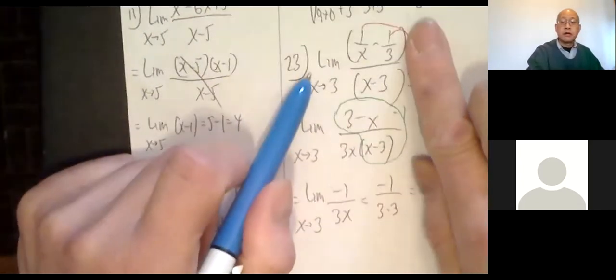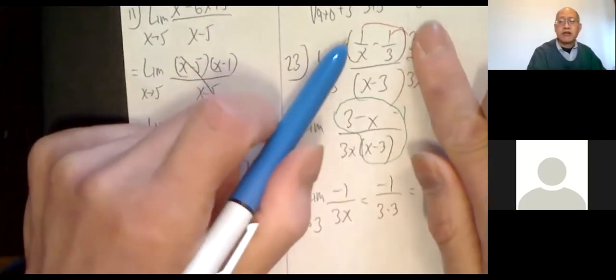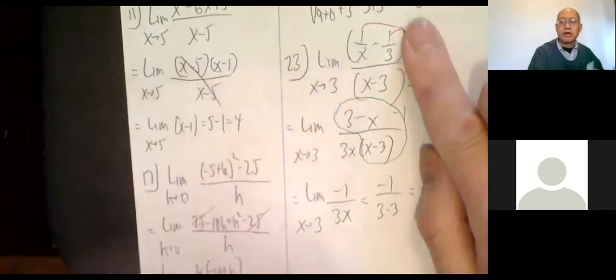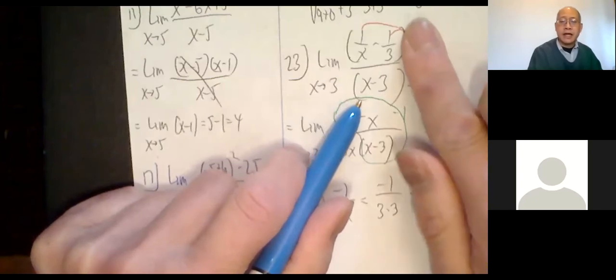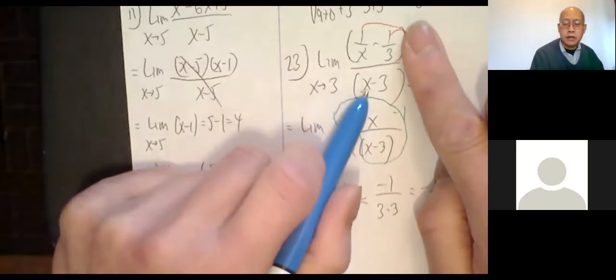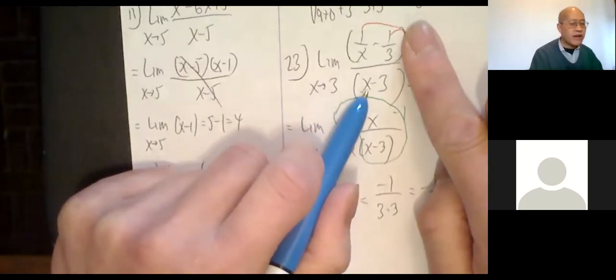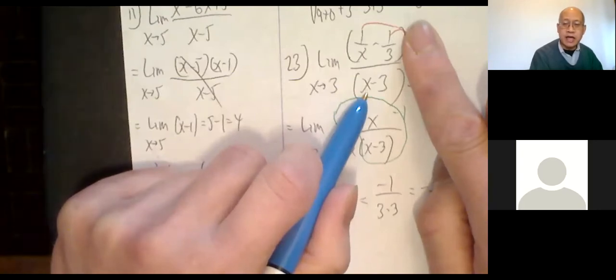Okay, so here's the original. Limit as x approaches 3 of 1 over x minus 1 over 3, divided by x minus 3. Okay. Again, can I plug in 3? No, you're dividing by 0. That's frankly too easy. They're not going to give you that many problems like that.